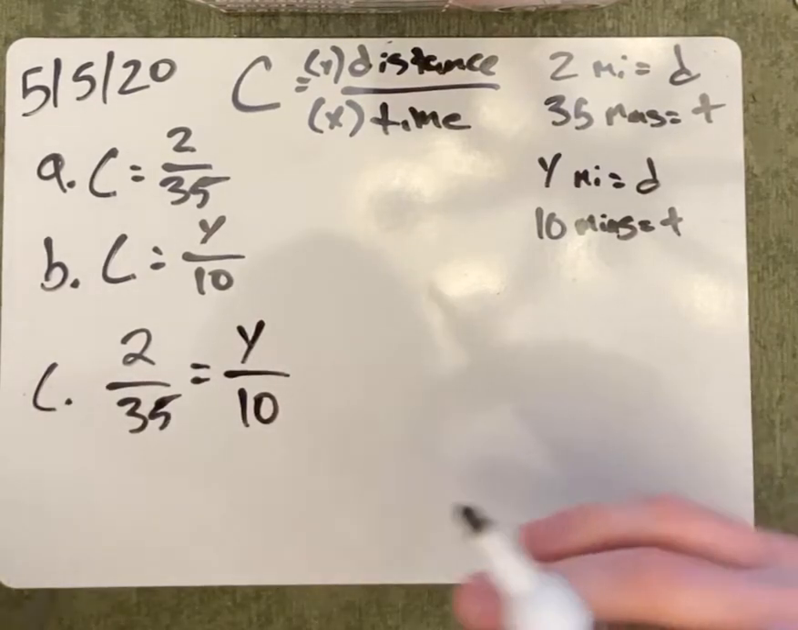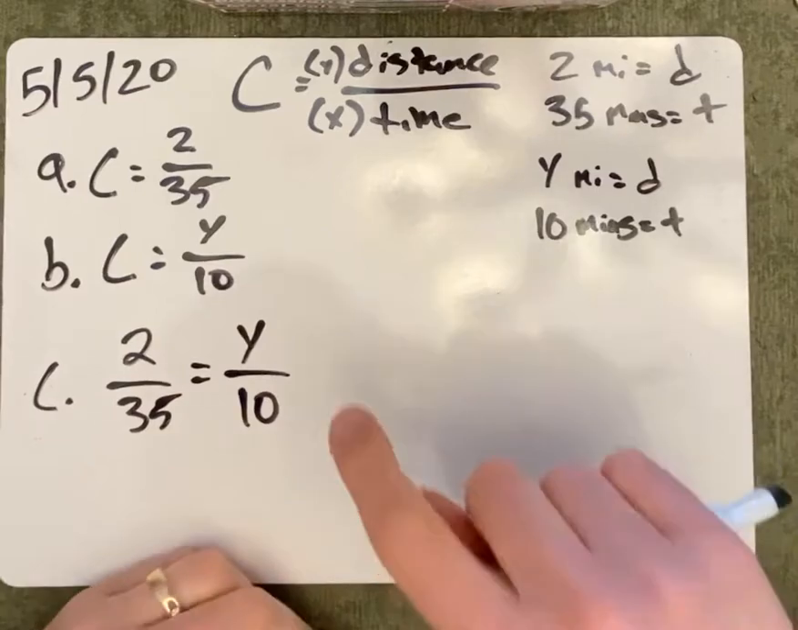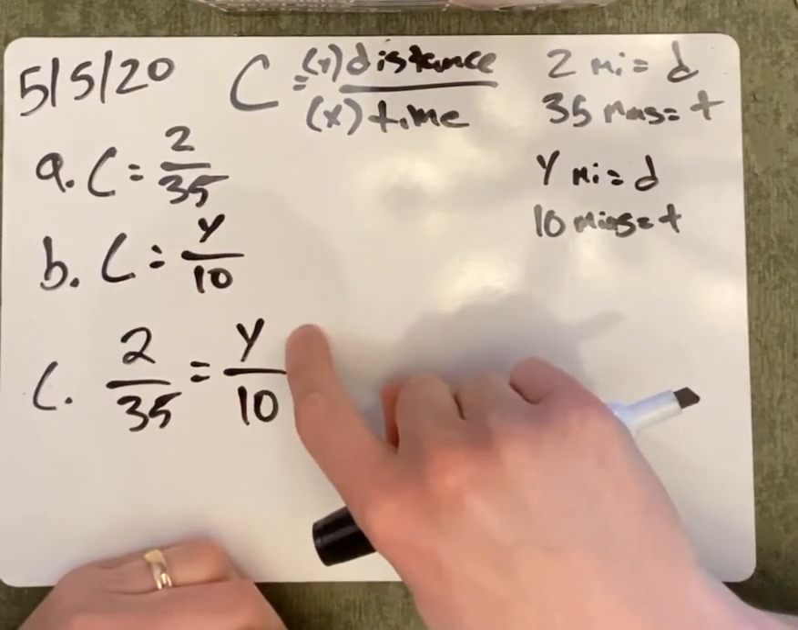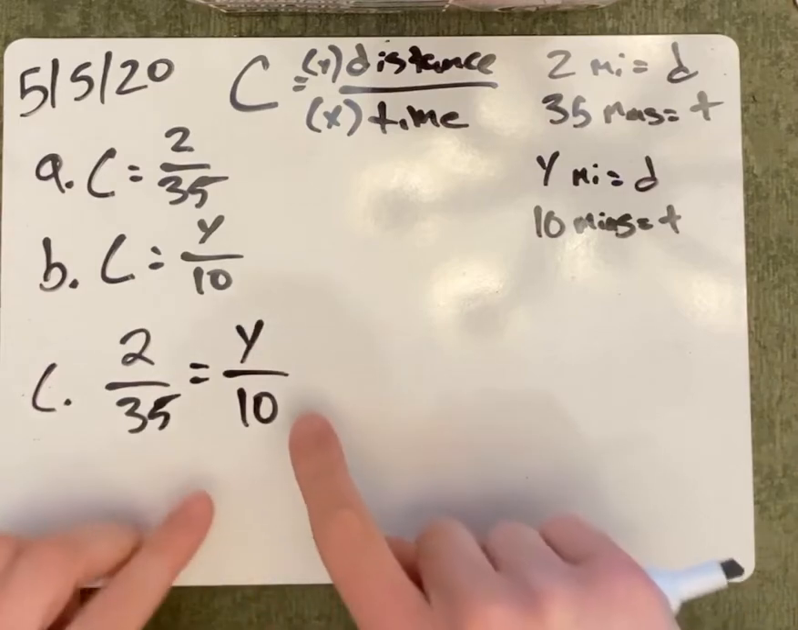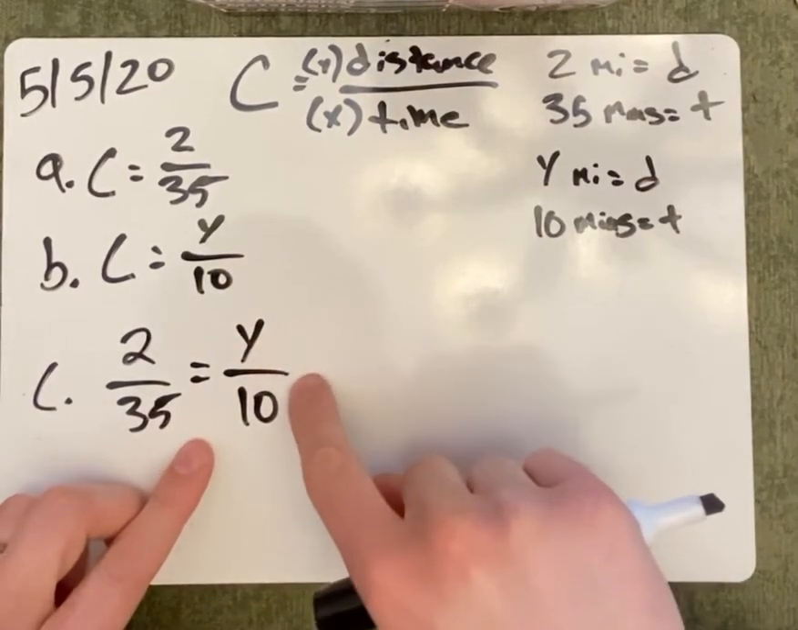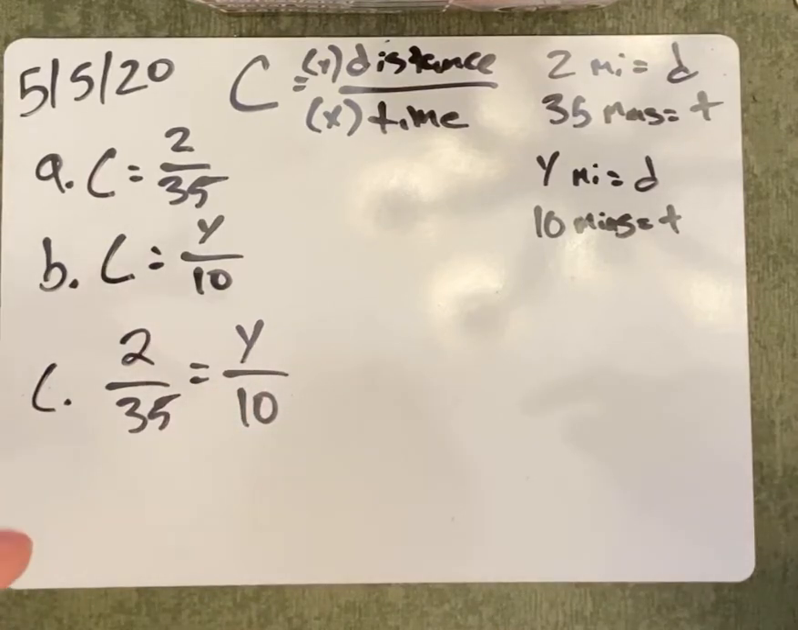Now, the goal here is to find how many miles that she walked. So we have to solve for Y. So the whole goal of this is to get Y alone. Okay? So how do we get Y alone? Well, Y divided by 10. We have to get rid of this 10. We have to undo it.